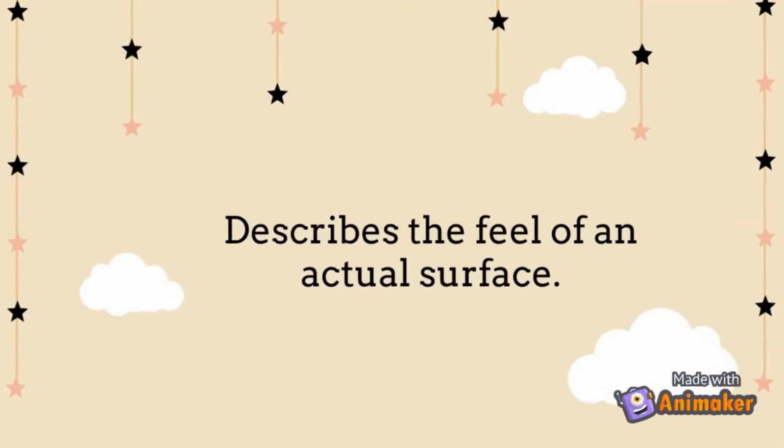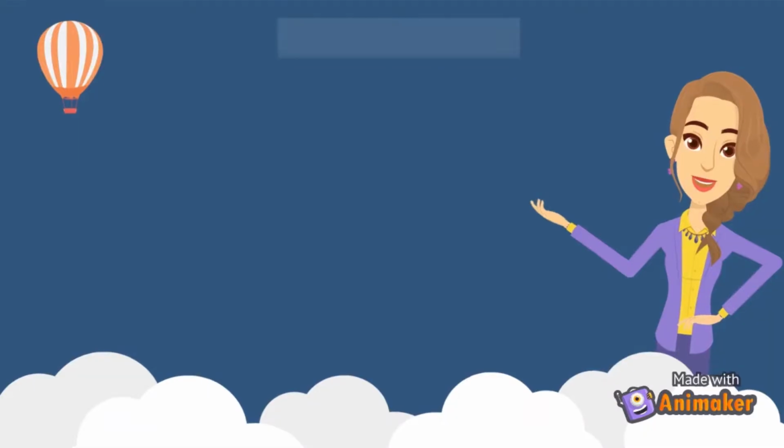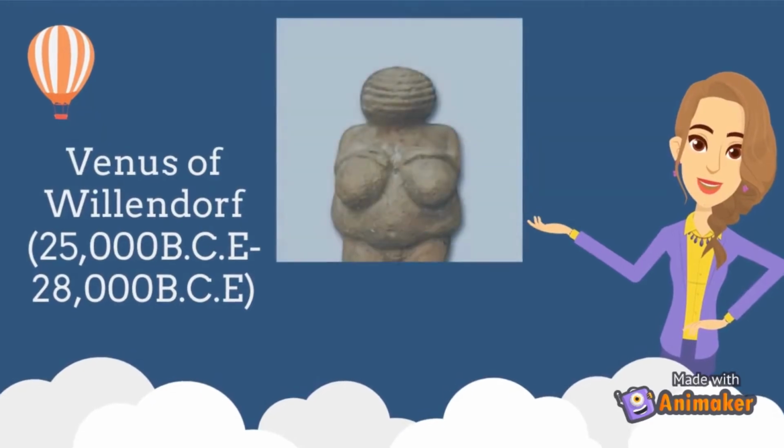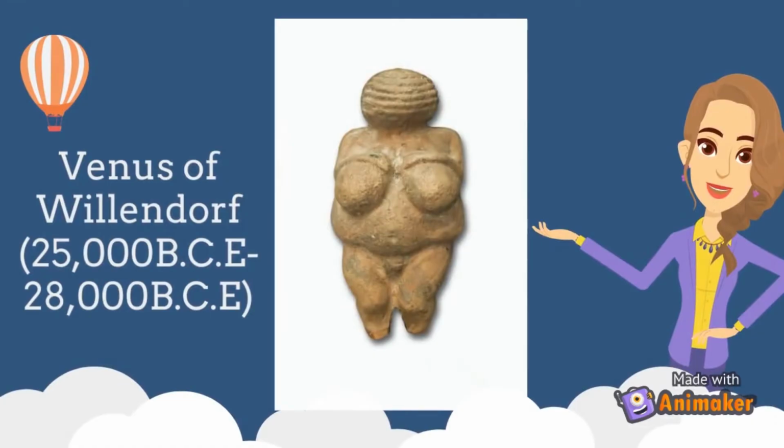The next element is texture. It describes the feel of an actual surface. The surface quality of an object can be real or implied. Now let's have an example of texture in Western and classical art. Venus of Willendorf in 25,000 BCE to 28,000 BCE. What do you think the texture of this sculpture?